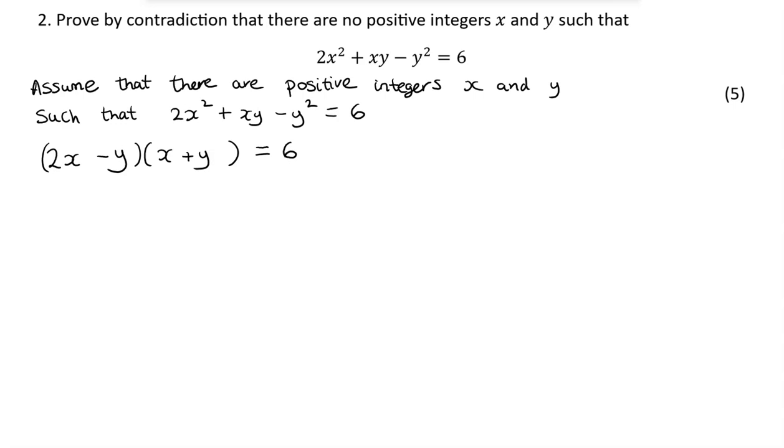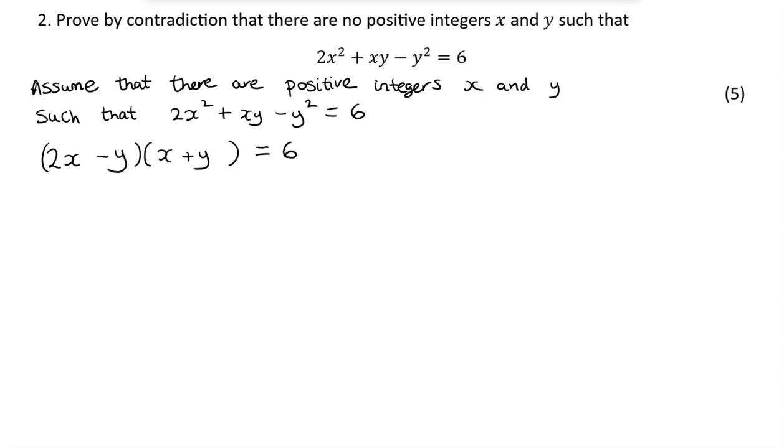So if I look at the pairings, I've got 1 and 6. Also, I'd have 6 and 1. I'd have 3 and 2. And I'd have 2 and 3. I'd also have minus 6, minus 1 if we were told that they're just integers, but we're talking about positive integers here. So we don't need to worry about the negative numbers. So it'll just be 1 and 6, 6 and 1, 2 and 3, 3 and 2.